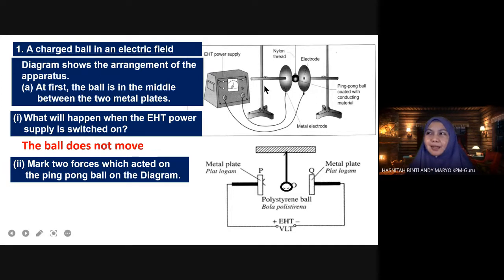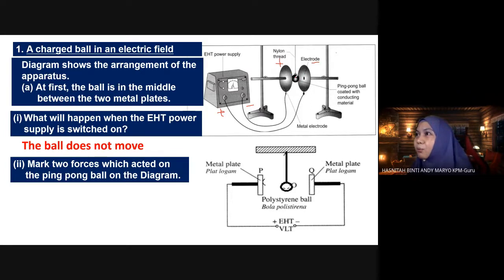Because as I mentioned just now, these two plates, one is positive, one is negative, right? So when you switch on the power supply, on the ball, let's say on the left, I draw a bit here. Let's say this is the positive terminal and this is the negative terminal. So this plate will be the positive terminal, and the plate on the right will be the negative terminal.